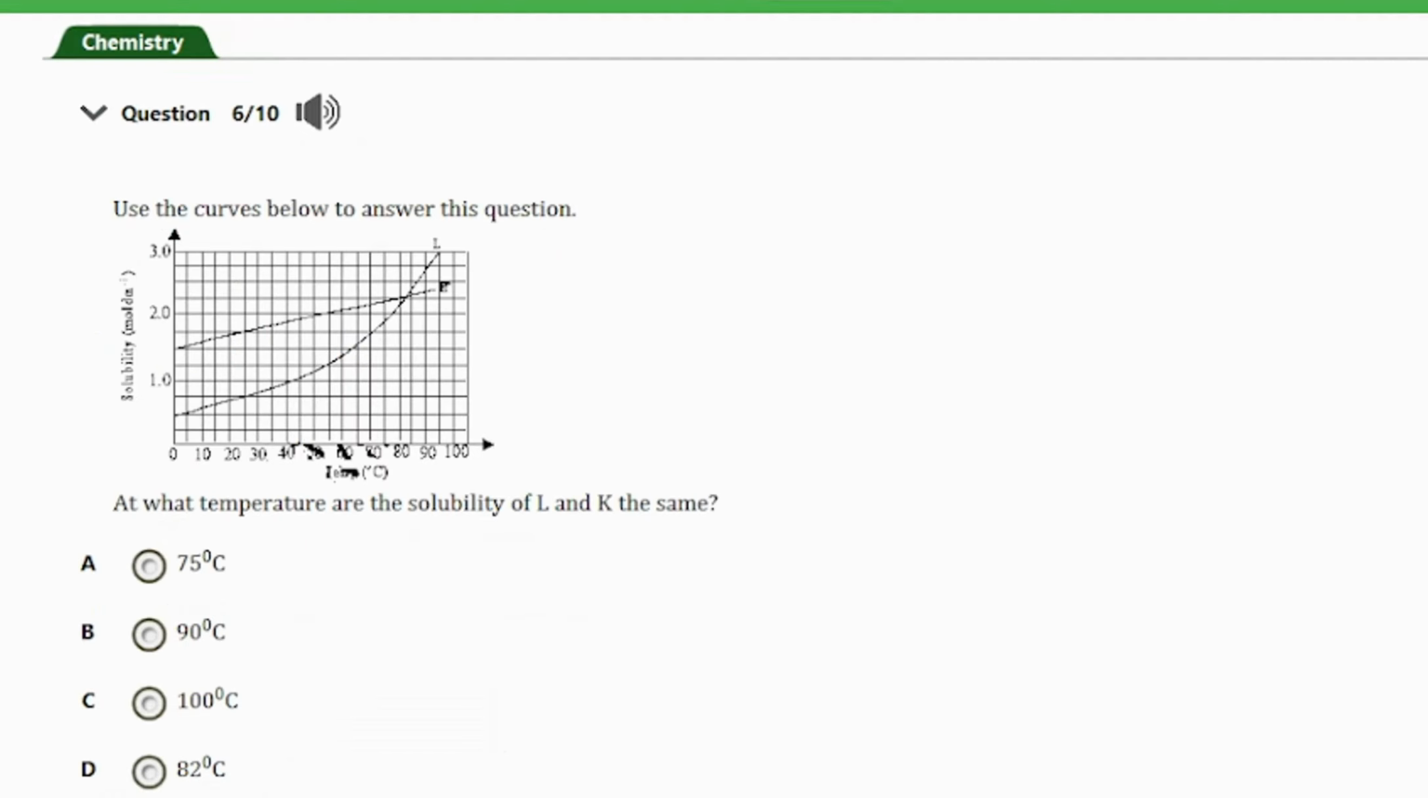Let's look at the next question, question number 6. So we have a graph here, and we are to use the graph to answer the question. The question says, at what temperature are the solubility of L and K the same? We have options A, 75 degrees Celsius, B, 90 degrees Celsius, C, 100 degrees Celsius, and D, 82 degrees Celsius. So guys, the answer to this question is option D, that's 82 degrees Celsius.